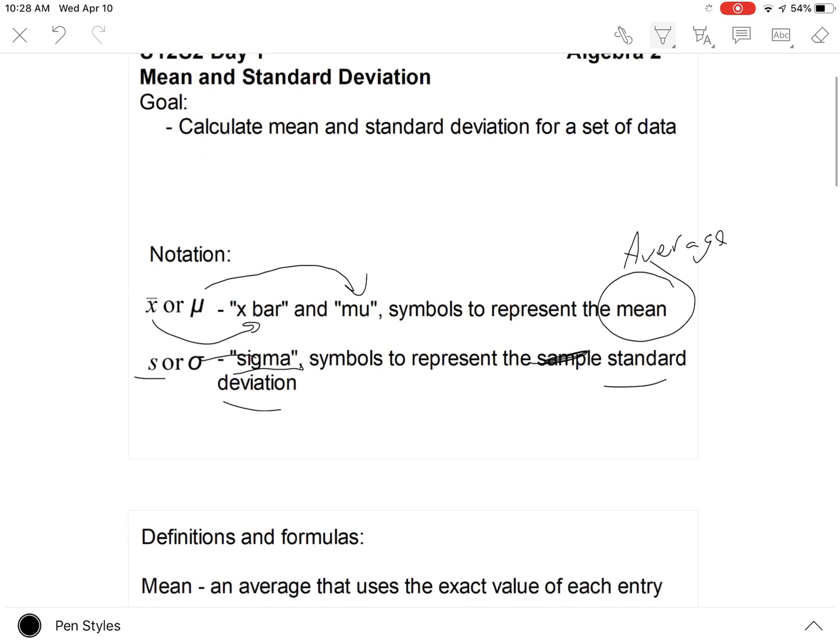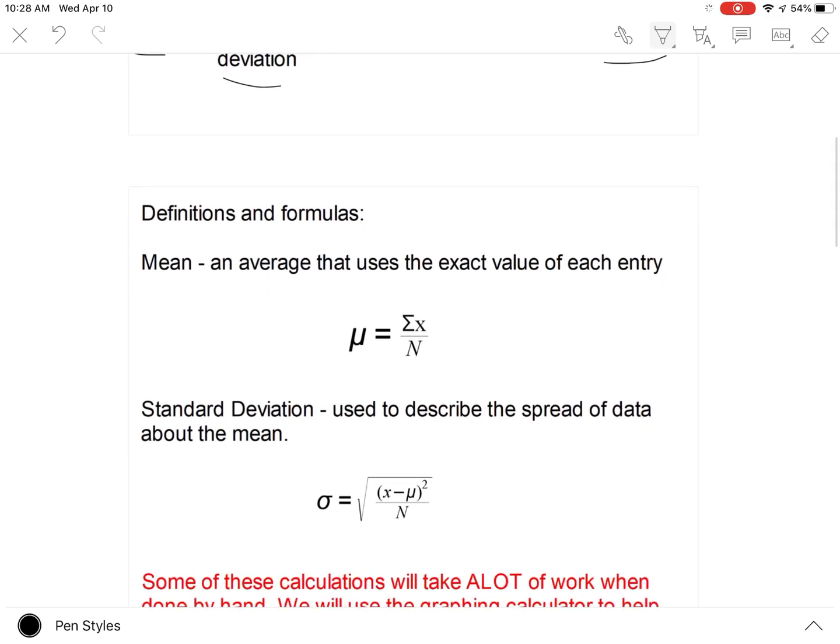All right, so here we go with a couple of formulas. Mean is the average. It kind of tells the middle of the data. Whenever you see this uppercase E, it means to take the sum. So the sum of those values of X divided by the total number that you have.